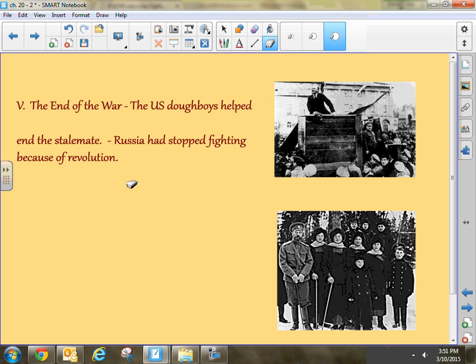By the end of the war, the United States troops, they were called doughboys, helped tip the balance. And the group that we were helping basically defeated Germany and the Austro-Hungarian Empire. Russia, who had been part of things at the beginning, had dropped out of the fighting because they had the communist revolution going on, which you have actually learned something about reading Animal Farm. So we'll talk about that in class.